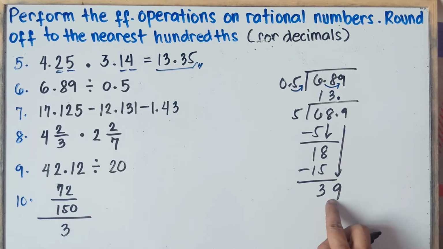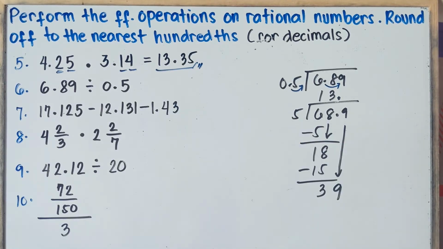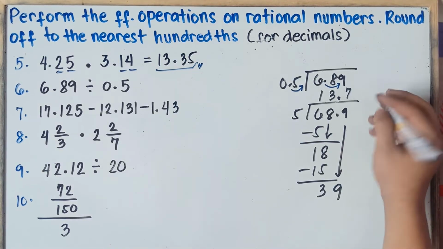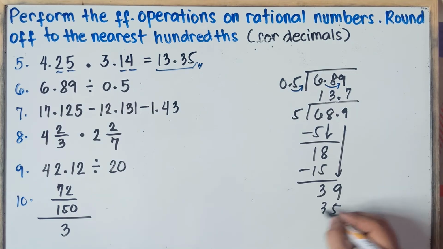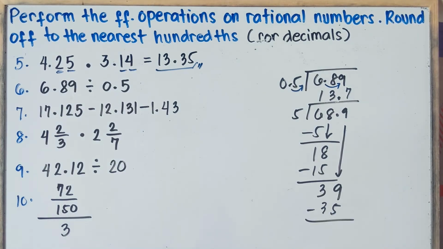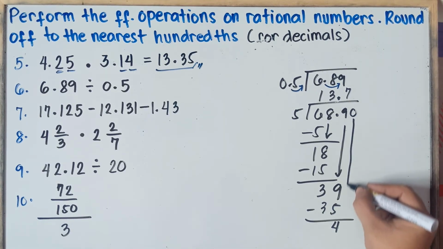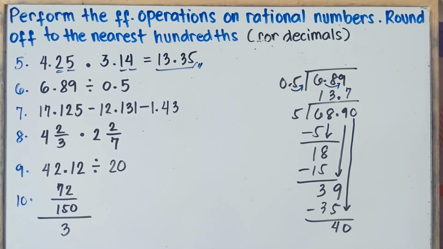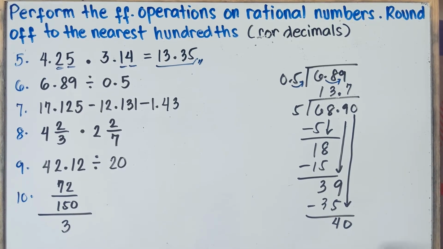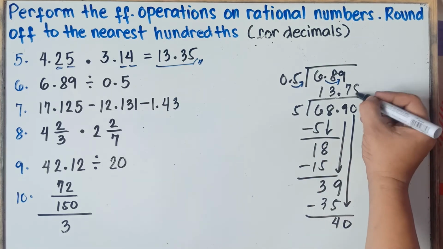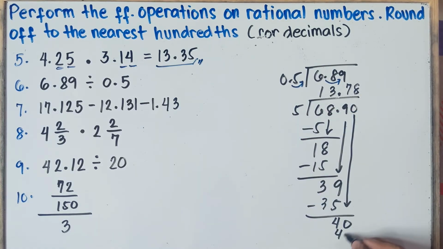Bring down 9, 39. Divided by 5. What's the answer, class? That's correct. That is 7. 7 times 5 is 35. Subtract 39 minus 35. That is 4. Once again, class, bring down 0. This becomes 40. So 40 divided by 5. That's 8. 8 times 5 is 40. Subtract. That is 0. So therefore, class, our answer is 13.78.